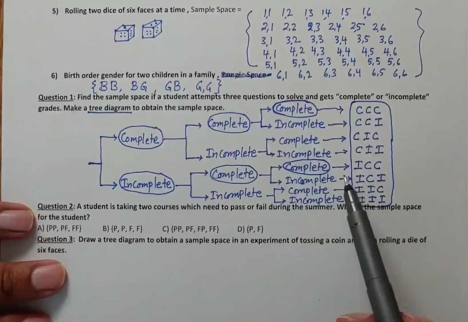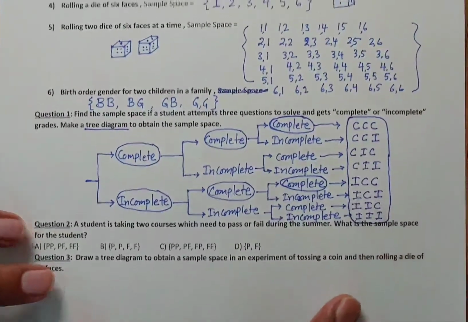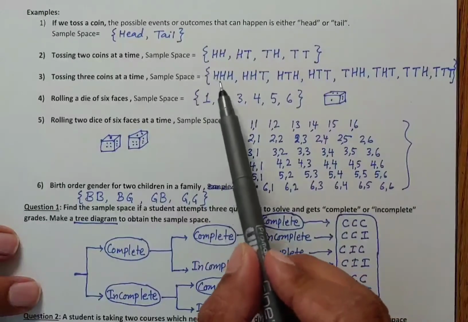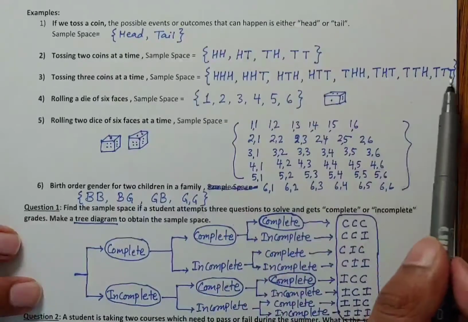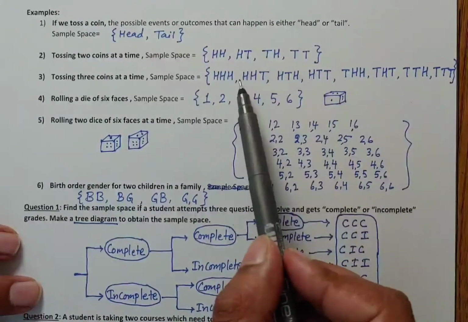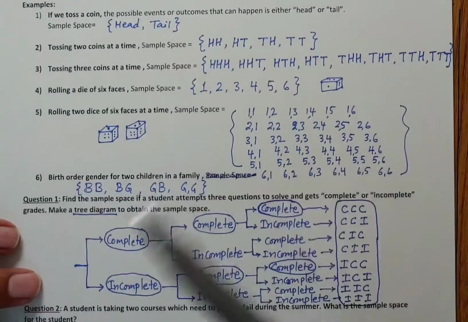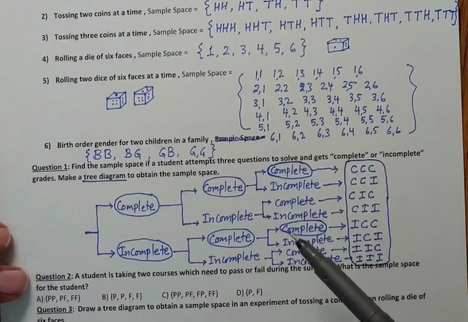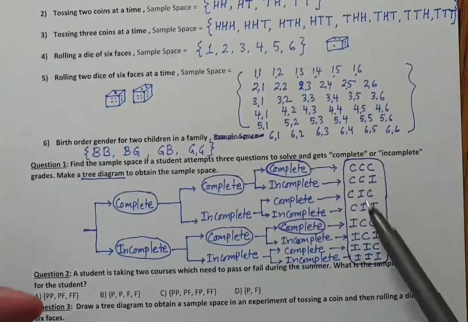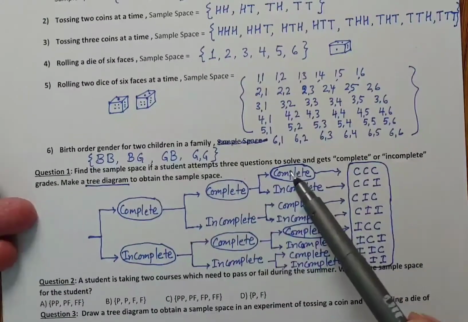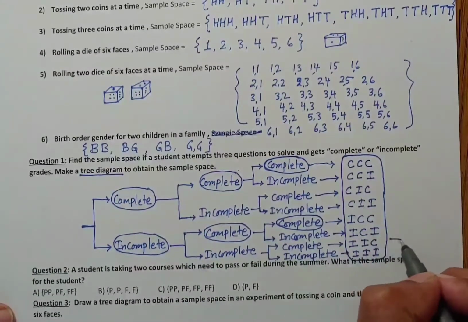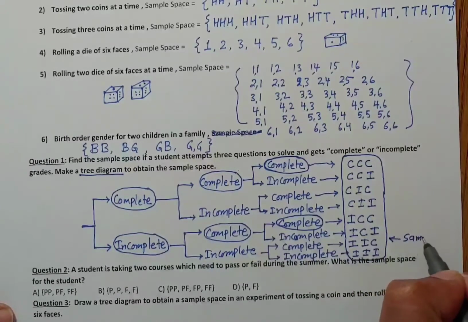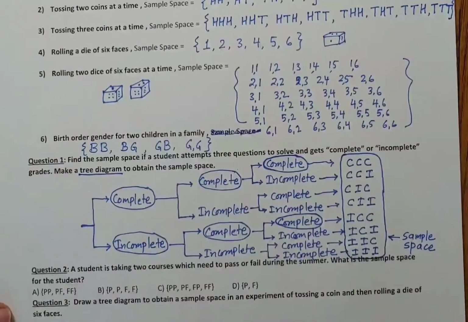Like in the same way, we get these sample spaces. So we get head, tail, head, tail, head, tail. So this sample space, if you want to draw the tree diagram, you will get exactly like this. Okay, so we get these sample spaces when the student attempts 3 questions and gets complete or incomplete grade. Okay, so this is the sample space.